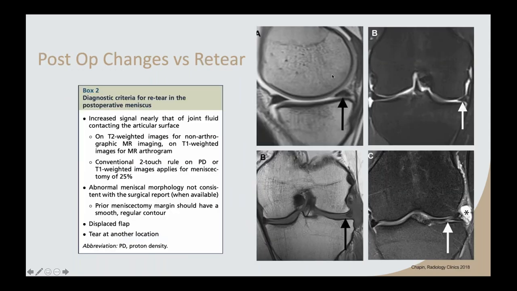Okay, so these images put things into perspective. In the first 2 images, this is just a post-operative signal change at the posterior horn. You see some signal cleft, but it's not really very high fluid signal on the fluid sensitive sequence. In the images at the bottom, you see a truncated meniscus, but on the fluid sensitive sequence, you actually see a horizontal cleft of fluid signal extending into the articular surface and going out, associated with a parameniscal cyst. This is a re-tear and was confirmed on repeat arthroscopy.